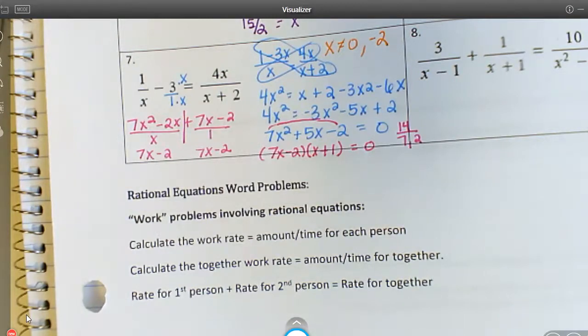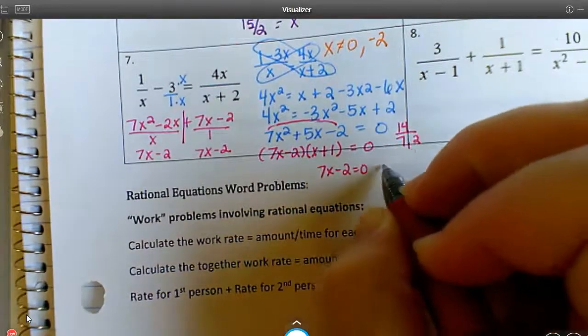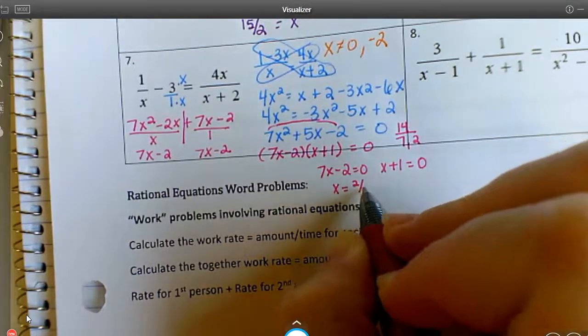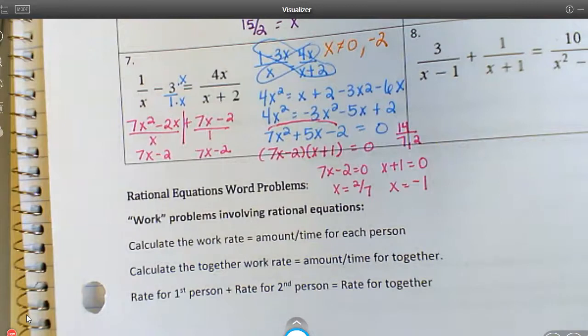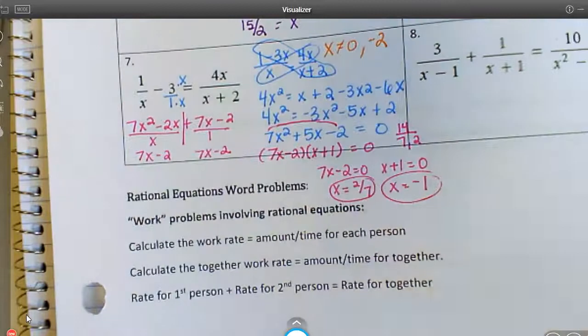We're running out of room, but we'll keep on. Once you get the factors, you just set each one equal to 0 and solve. In this one right here, you get 2/7. And then this one you get negative 1. And this problem is a problem where we ended up with two answers, which is okay. Neither of those answers is what x can't be, and so both of them are correct. Any questions?